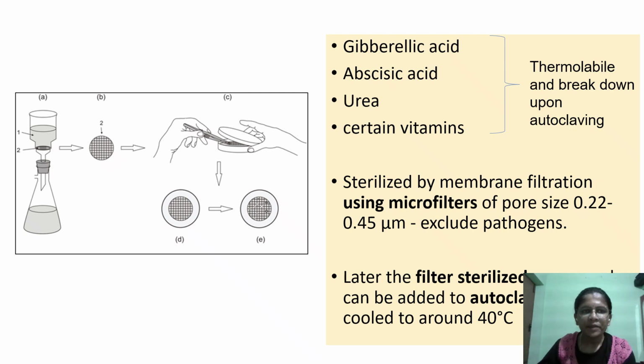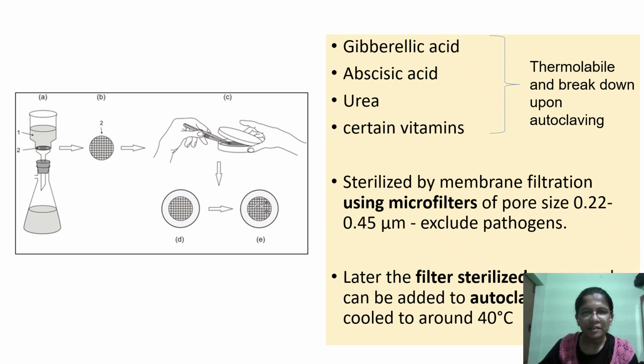Then we'll see how to prepare the growth regulators, what the growth regulators are, and how contamination will occur during growth regulator preparation. Normally we will use different types of growth regulators, like gibberellin, abscisic acid, and also urea, certain vitamins. The contamination can be avoided by autoclaving.